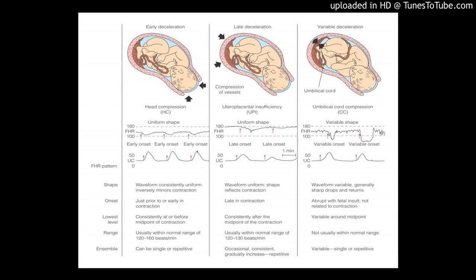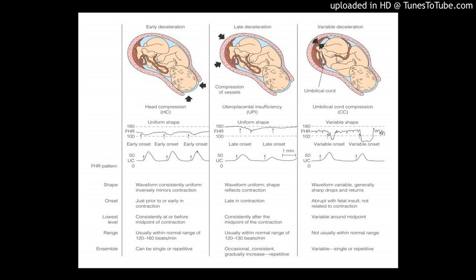Increase their pickup. Fetal heart rate. And then a tocotransducer, which picks up what? Contractions. Right. All right, so we're good with those two things.